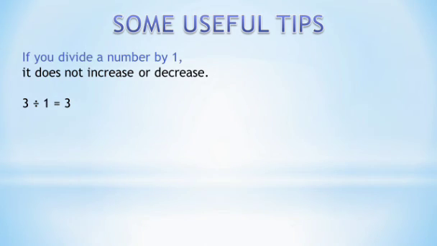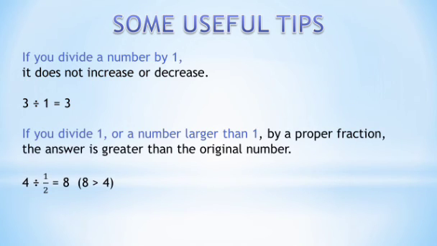If you divide any number by 1, it will remain unchanged. So, if we divide 3 by 1, it will remain 3 only. Similarly, if you divide 1 or a number larger than 1 by a proper fraction, the answer is greater than the original number. For example, here we are dividing 4 by 1 upon 2. We know that 4 is greater than 1 upon 2. After division, we get the answer 8, which is greater than 4.